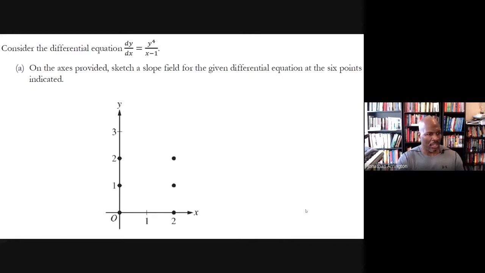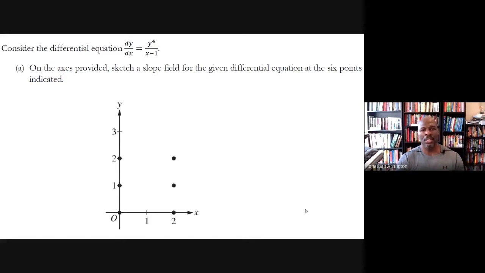So it says, consider the differential equation, dy by dx is y to the 4th over x minus 1. And problem A is, on the axis provided, sketch a slope field for the given differential equation at the 6 points indicated. Now, normally how this type of problem is scored is 2 points, 1 point for the 0 slopes, and then another point for all the non-zero slopes.